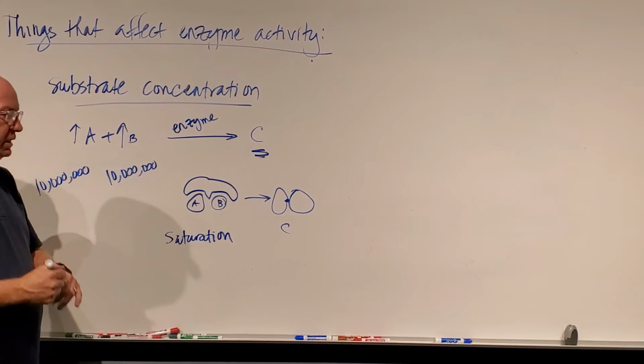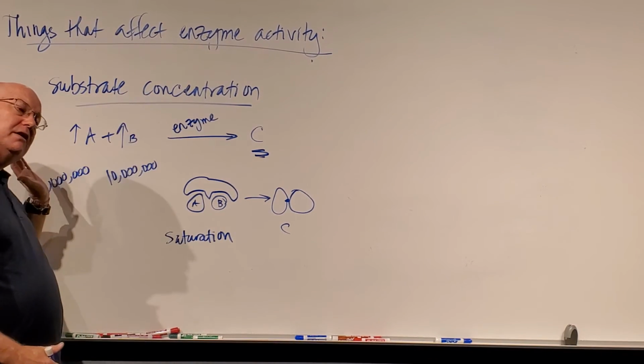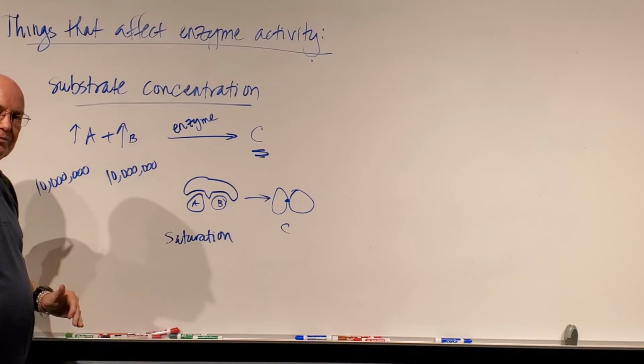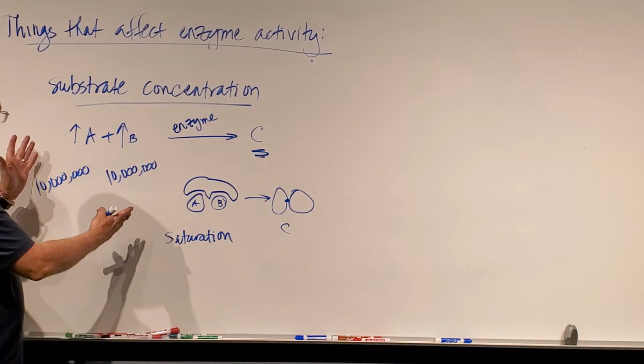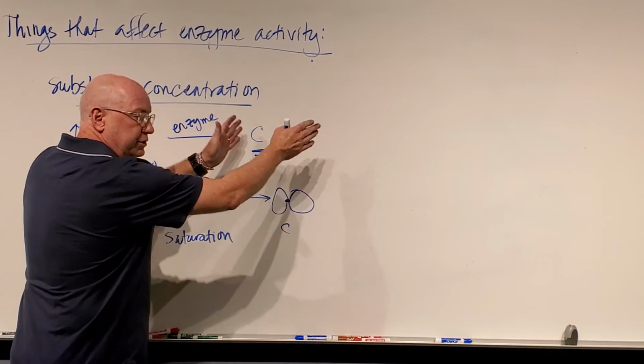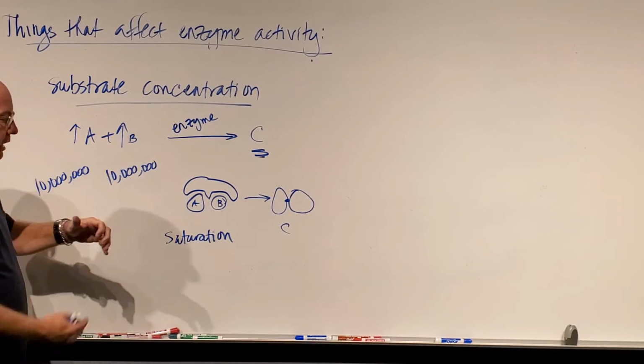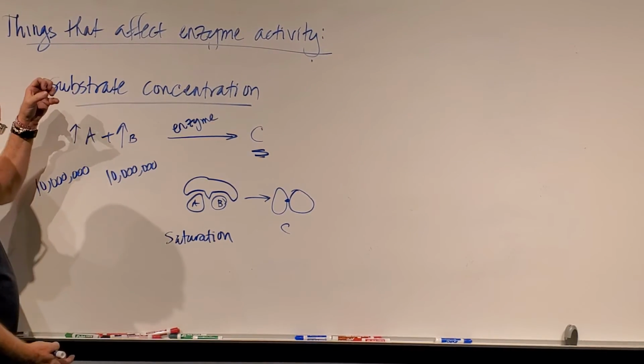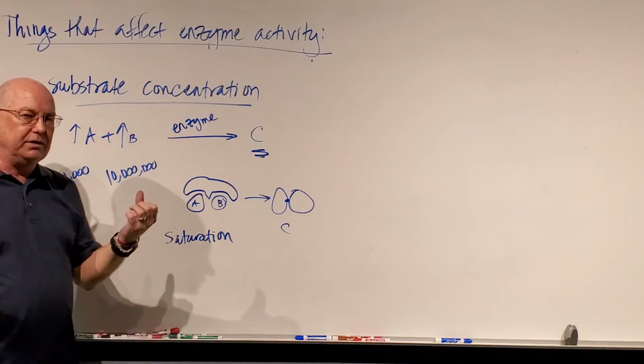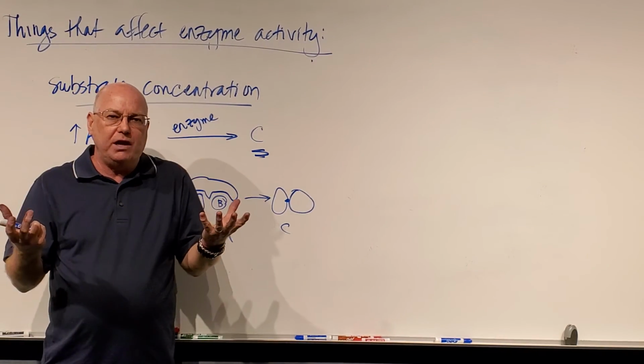Saturation of the enzyme means I've bound them all up. The enzyme reaction can't happen any faster. So as I increase the substrate concentration, I can increase the rate of me producing a product up to a maximum. Eventually there becomes so much substrate that I saturate the enzyme, and it's like you have two hands.